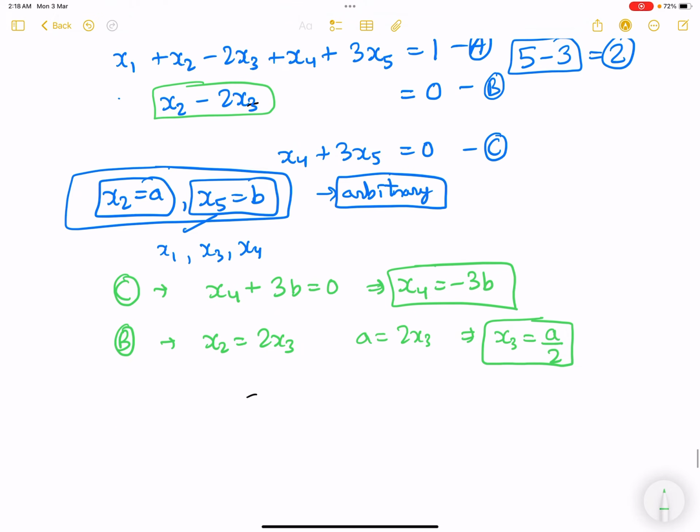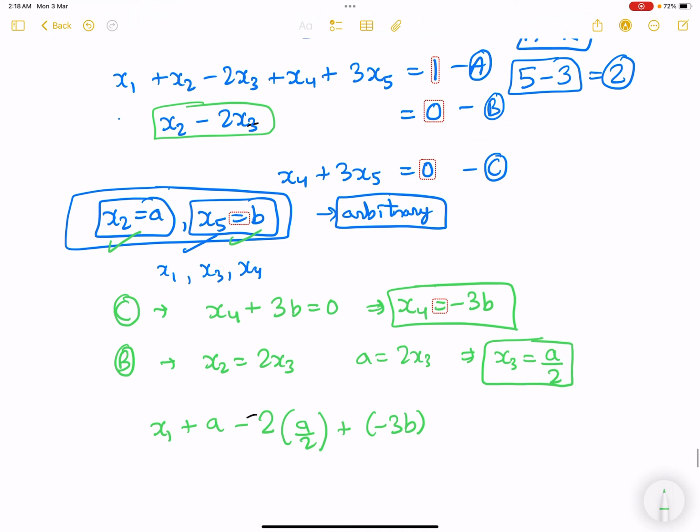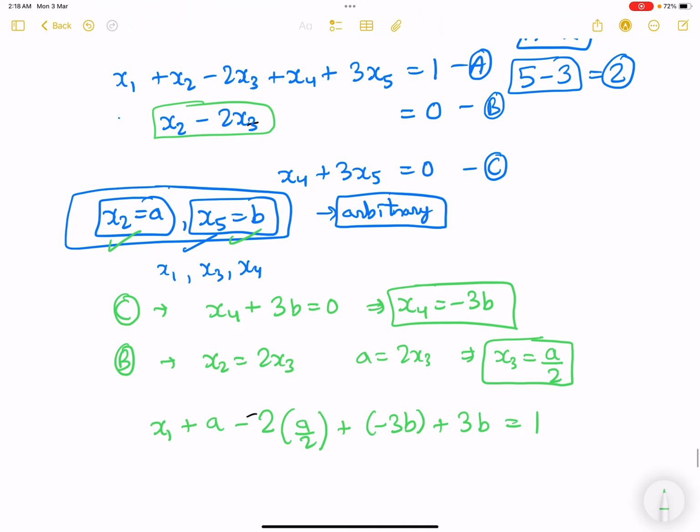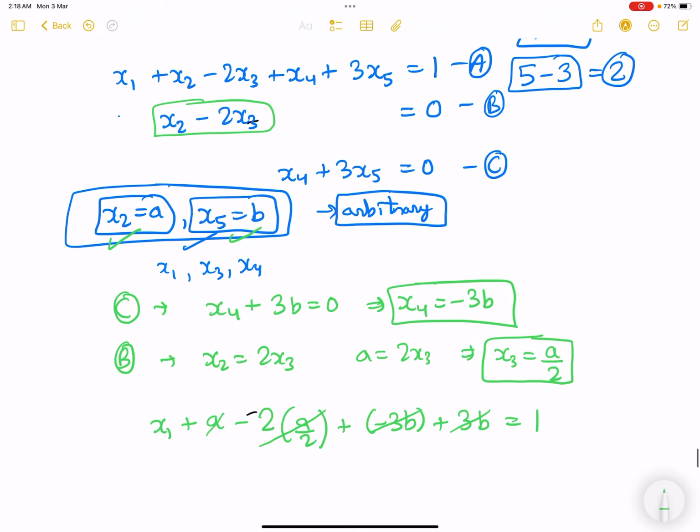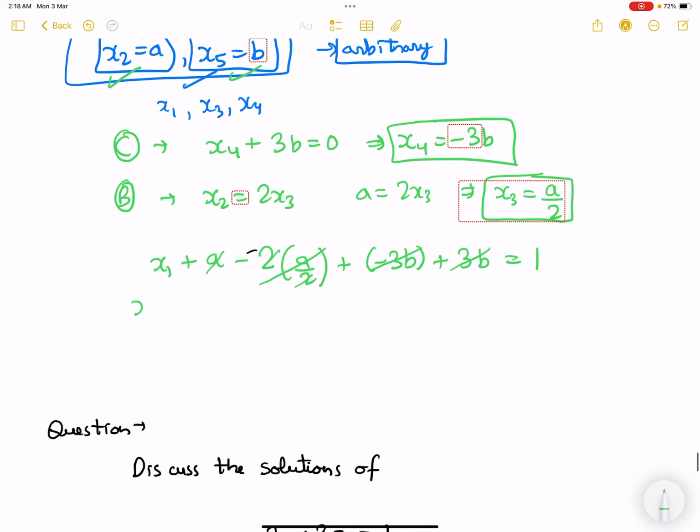So with the help of equation first, we have x1 plus x2. So x2 is a, x5 is b, minus 2x3, 2 times a by 2, plus x4. x4 was minus 3b, plus 3x5. 3x5 was 3b equals to 1. So this cancels out, the 2 cancel, minus a. So we have x1 equals to 1.